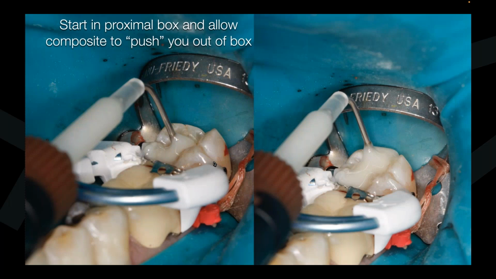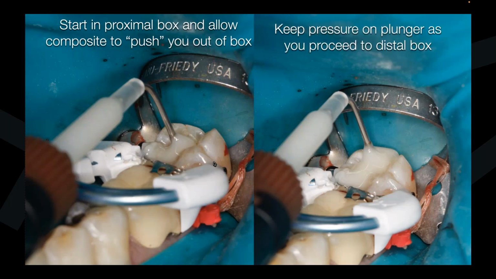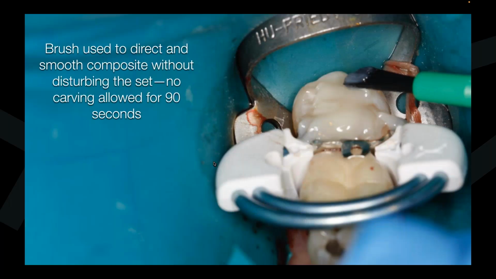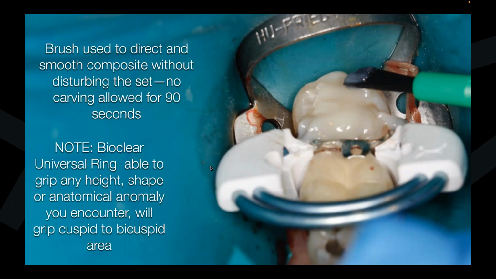Remember that you fill from the proximal box back and allow the composite to push you out under pressure so you don't get bubbles. Then smooth it off. That, by the way, is the BioClear newest universal ring. It's pretty potent. Note that the BioClear is able to grip any height, shape, or anatomical anomaly, and that it's true. You can even use it on a lower bicuspid and a bicuspid.